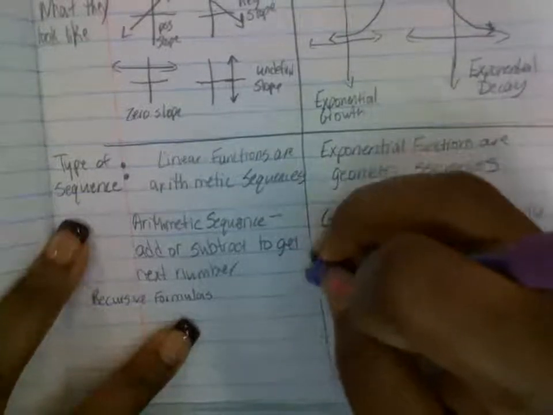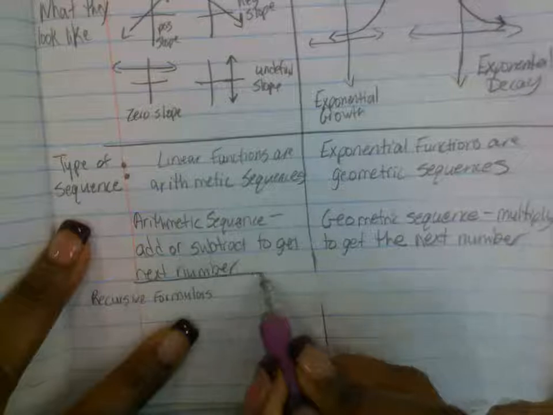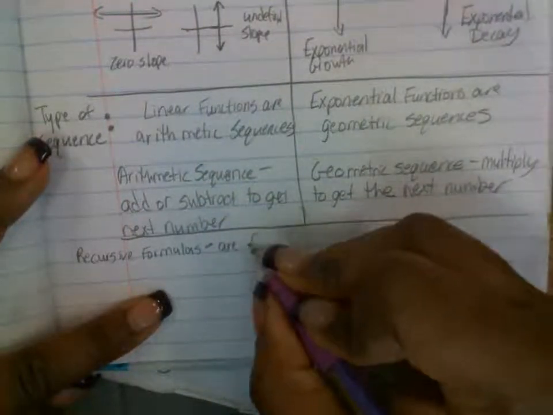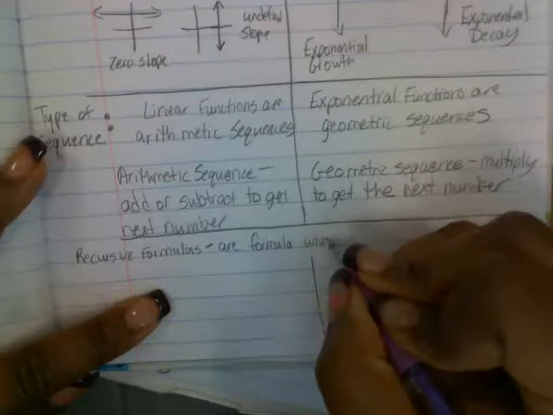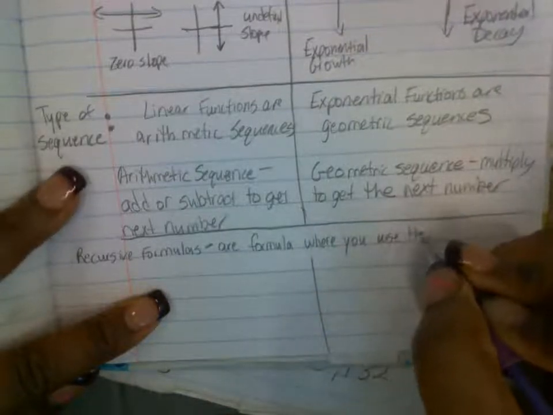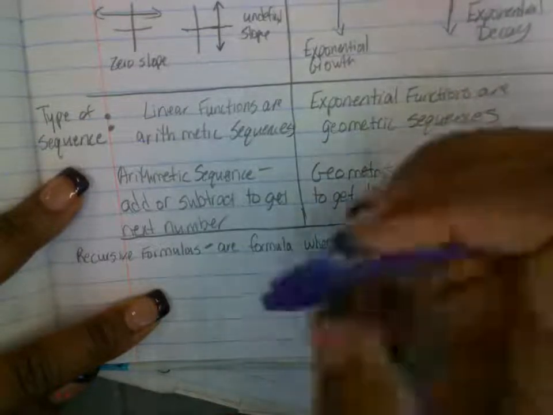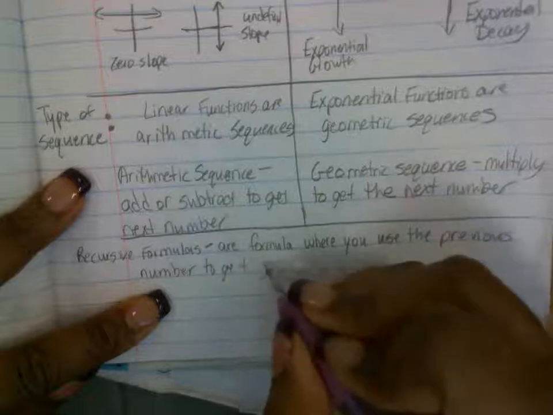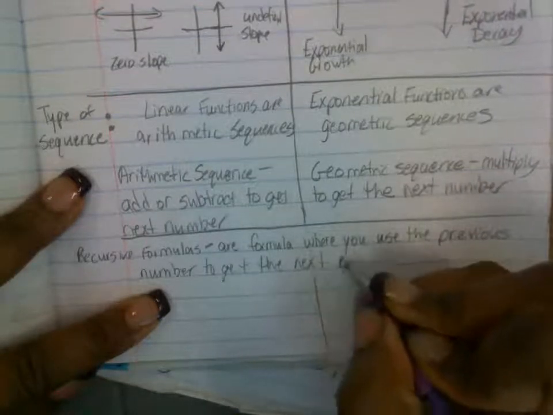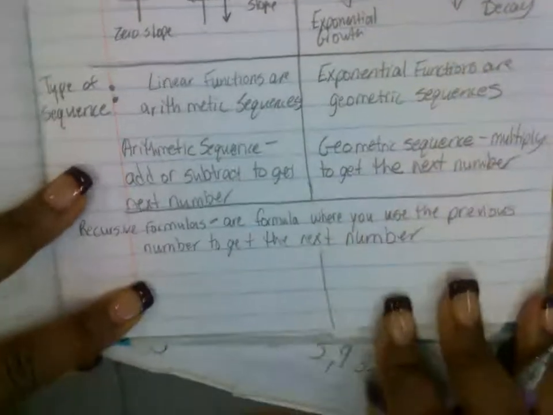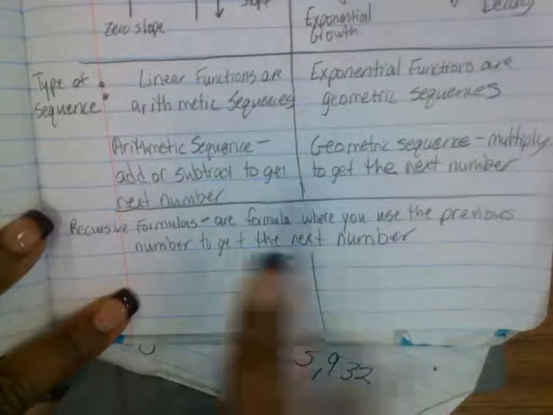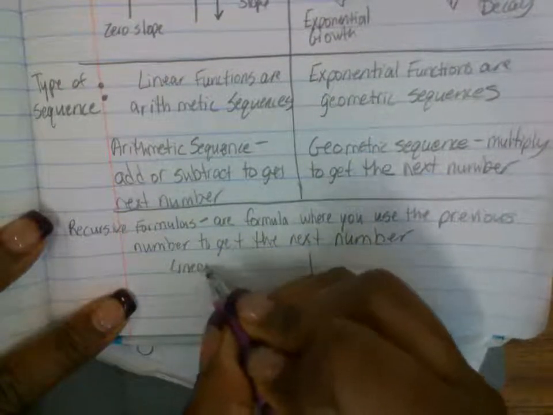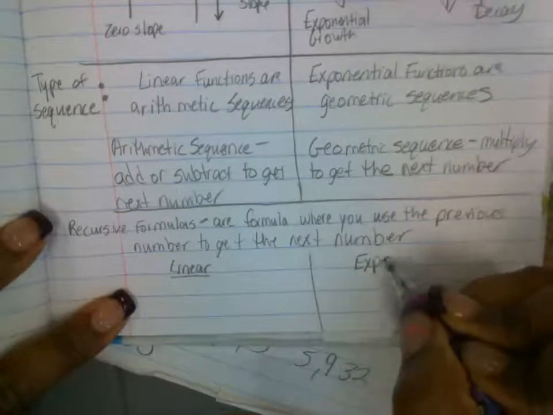Okay, recursive formulas, and I'll put it for both of these. Recursive formulas are formulas where you use the previous number to get the next number. Okay. And I'll pause to give you a chance to write, and then I'll do examples for linear, and then I'll do an example for exponential. So I'll put linear here again so you'll know, and I'll put exponential here so you'll know. Okay.